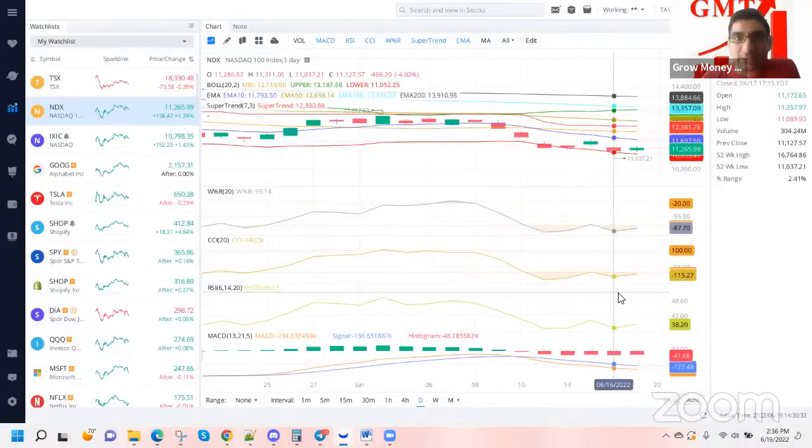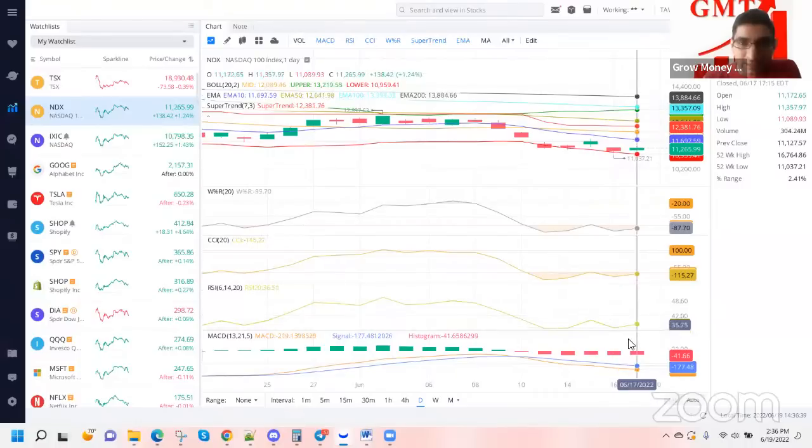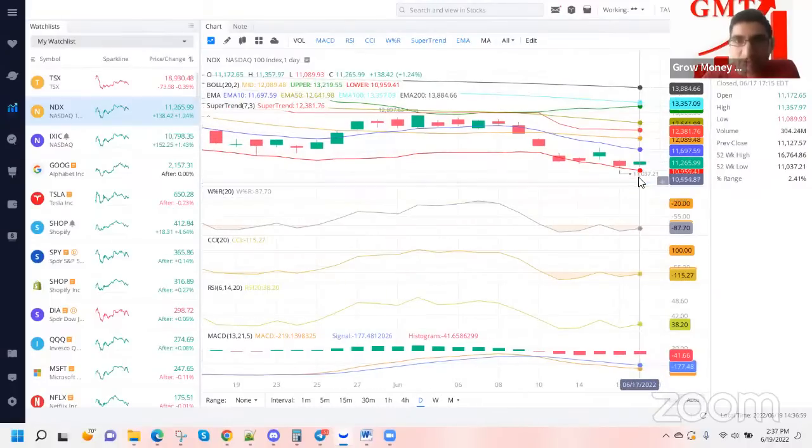If we look at the daily chart, we have started noticing the reversal of Williams R, CCI, and RSI as well. The MACD histogram has reduced in size if you look at the last histogram very closely. So looking at the daily chart, there is an indication of reversal for those planning to take long positions for the short term.